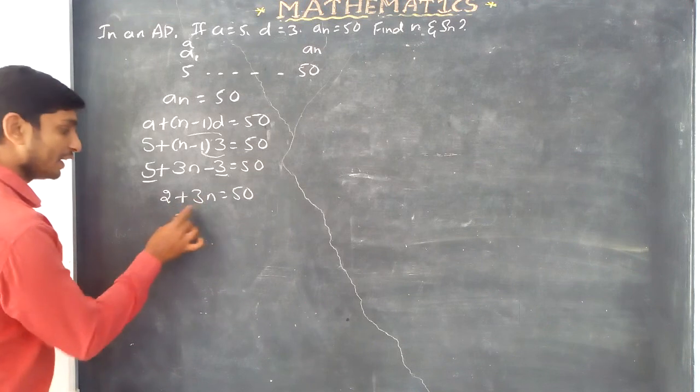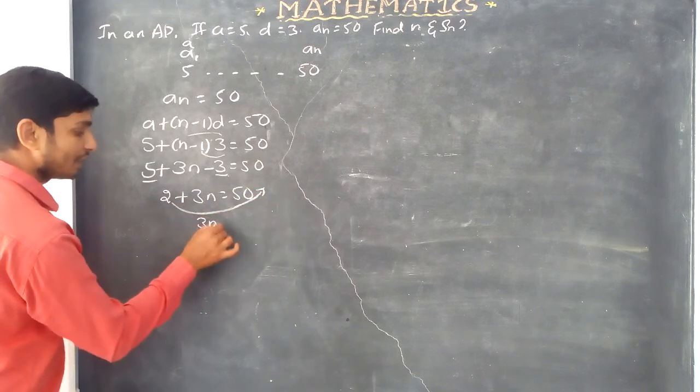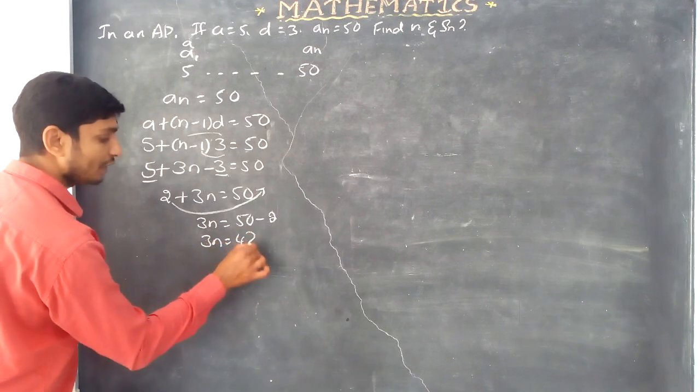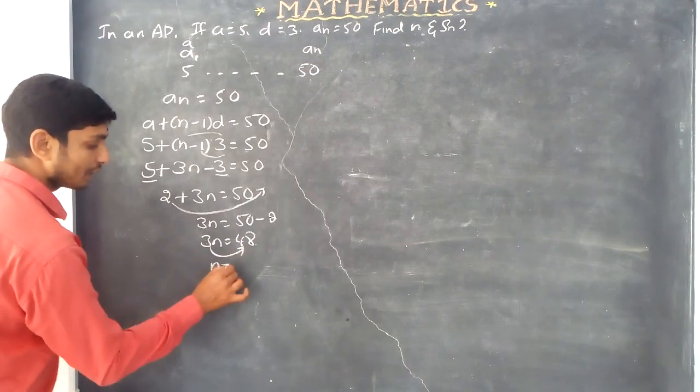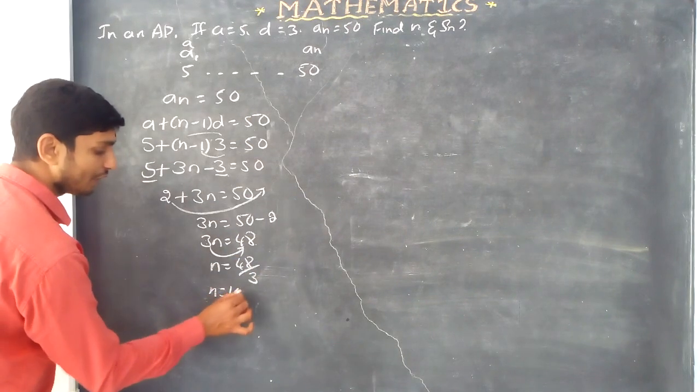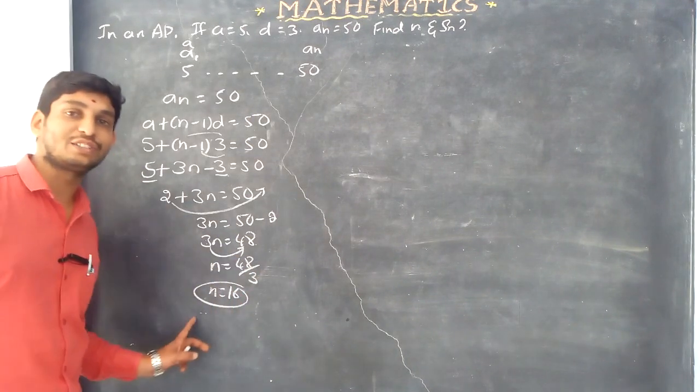Yes, we need 3n. Transfer 2 to that side. That is 3n is equal to 50 minus 2. That is 3n is equal to 48. n, we need to transfer that 3 to that side. That is n is equal to 48 by 3. That is n is equal to 3 ones are 3, 3 sixes are 18, 16. ಹಾಗಾದ್ರೆ n ಸಿಕ್ತು. How much is n?